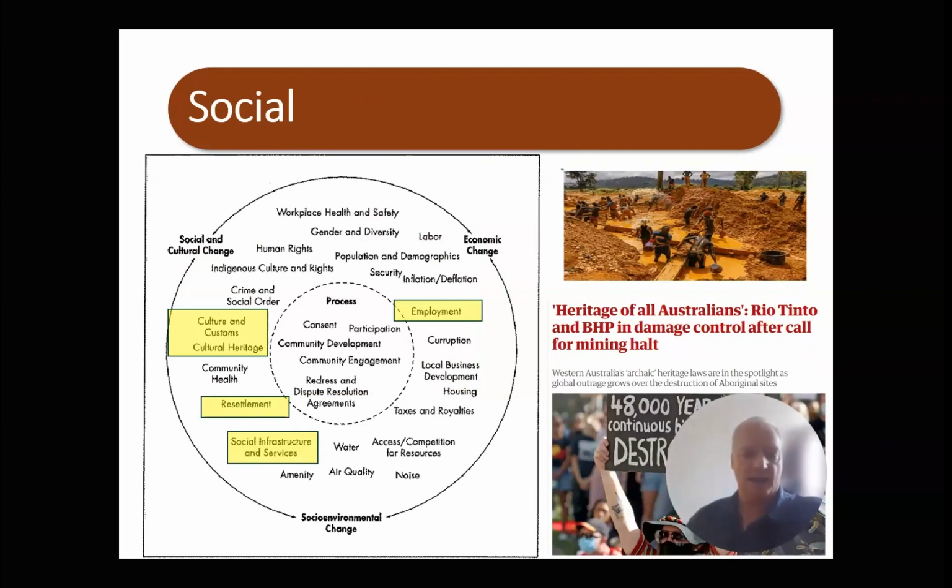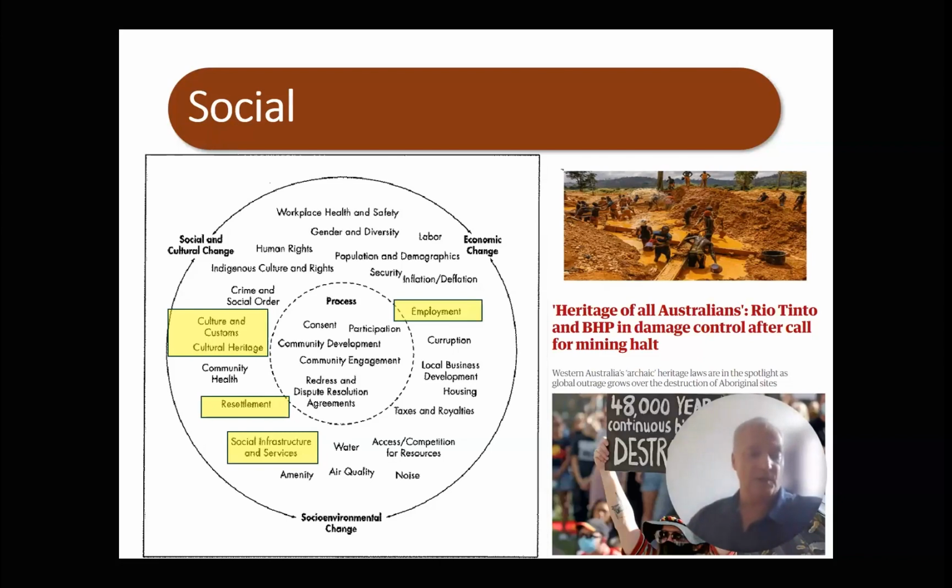The graphic on the right-hand side is the situation of Rio Tinto when they took out an Aboriginal site, and they were lambasted as a result. But knowing whether they're there or not, that's also important because that would potentially be a showstopper. Things like the culture, the customs, the cultural heritage, obviously those are important. Where resettlement is required, that should be considered, and that might once again be a showstopper, both from a community perspective and from a cost perspective.